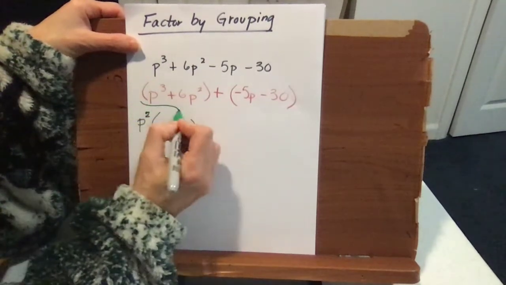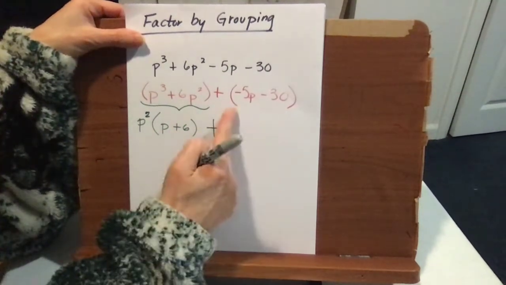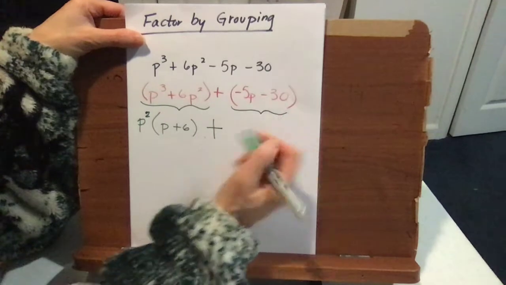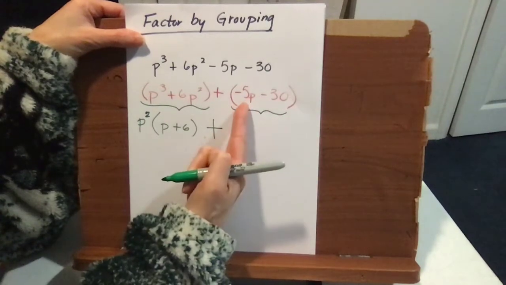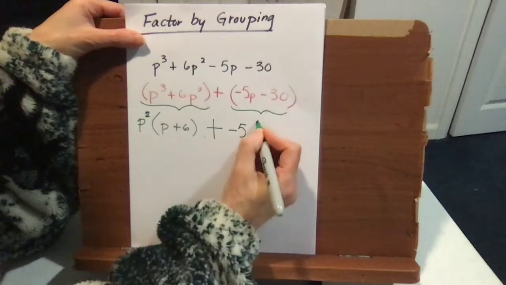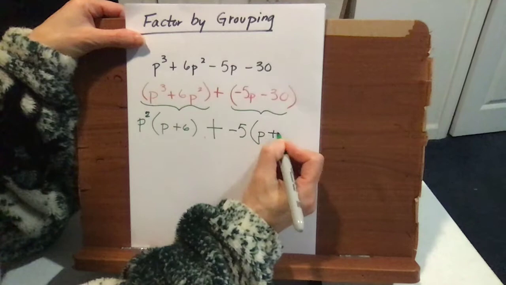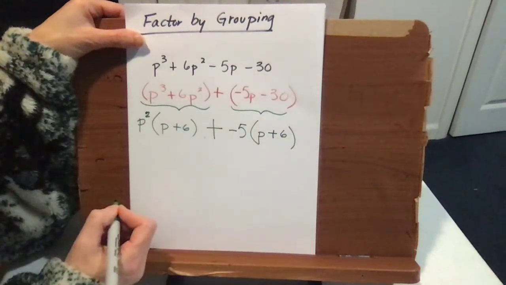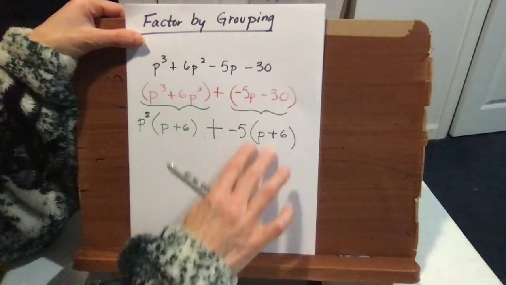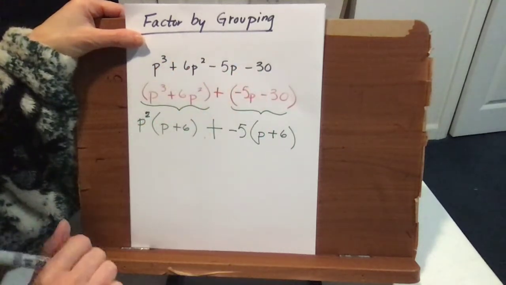So that's this grouping right here. Next, we're going to do the next grouping, and we're going to factor out of here a negative 5, because remember, if your first term is negative, you're going to take the negative out. And that's going to leave us with p, and negative 5 divided into negative 30 is positive 6, so plus 6. So here are your two factorizations of those two quantities that we grouped together from the original.